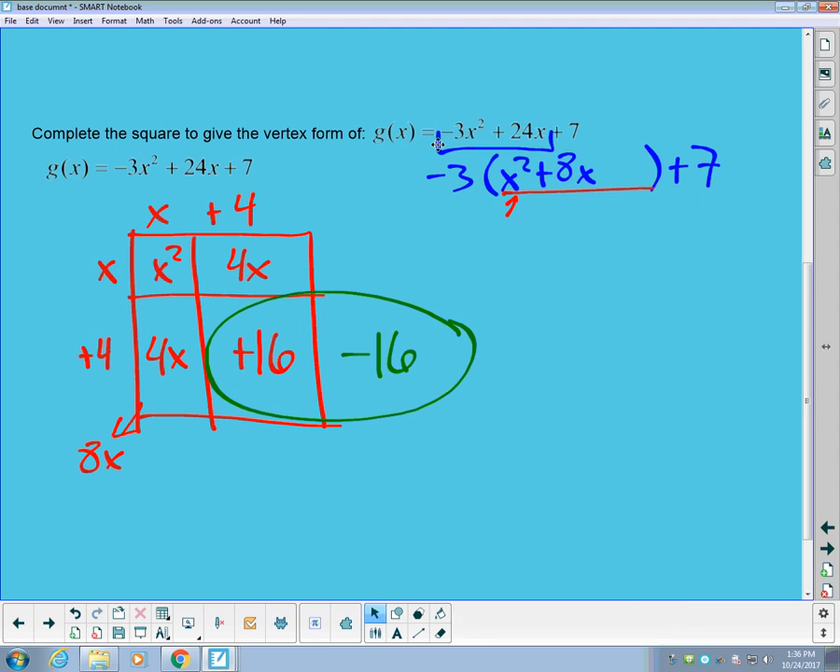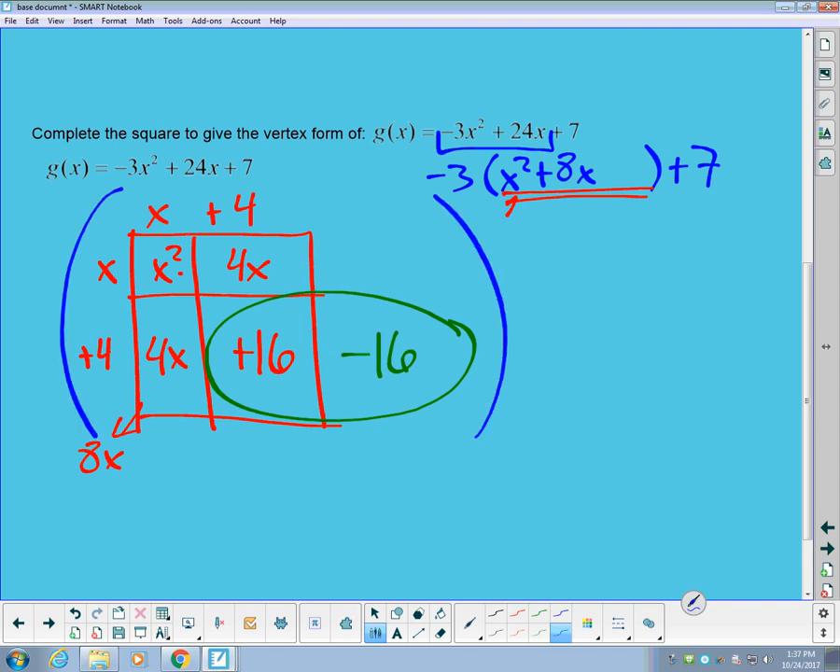So that is what is under the red underline. I've got an x squared right here, and I've got the 4x plus 4x gives me the plus 8x, and 16 minus 16 is 0, so that's exactly what I have inside those parentheses. Now, if I'm going to model the rest of what I have, I've got a big set of parentheses around there with a negative 3 in front, and a plus 7 on the outside here.